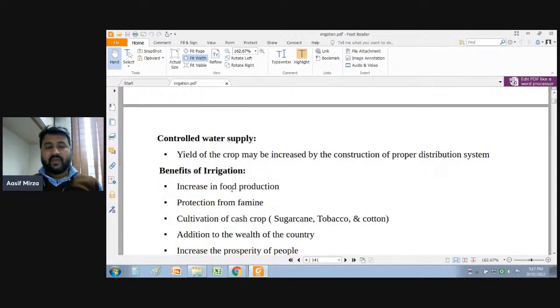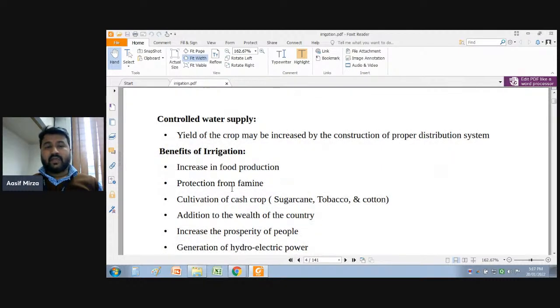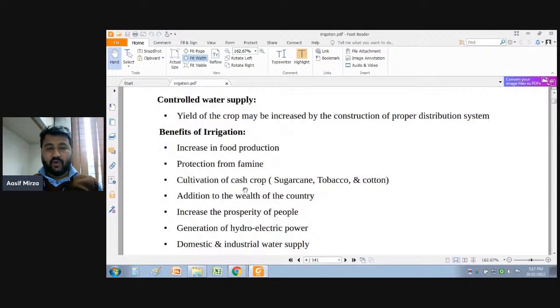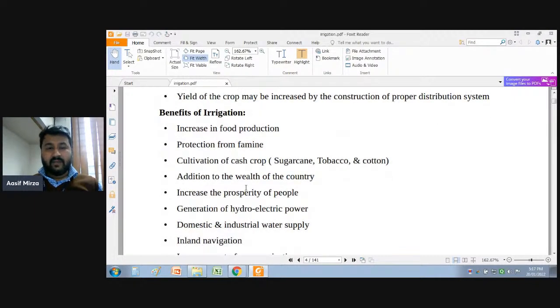Now, what are the benefits of irrigation? It increases food production. If the water supplied to the crop is sufficient, then there will be an increase in food production. Then protection from famine, cultivation of cash crops like sugarcane, tobacco, and cotton, and addition to the wealth of the country, as the most reliable thing in the country is agriculture.